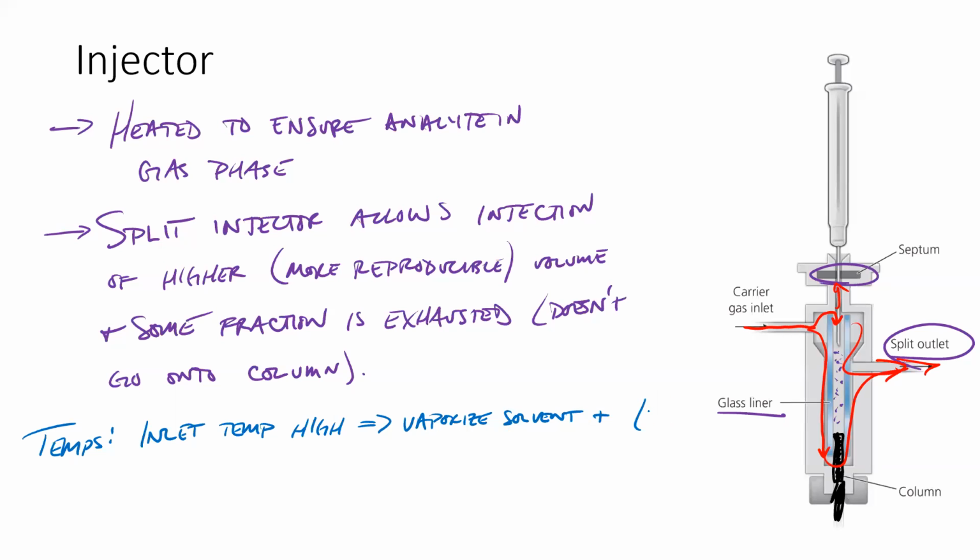And so, vaporize the solvent and then some. And so usually we're talking about 250 degrees C or something like that, right? We're talking about a pretty high temperature relative to the boiling point for water or alcohol or whatever we're dealing with. Okay.